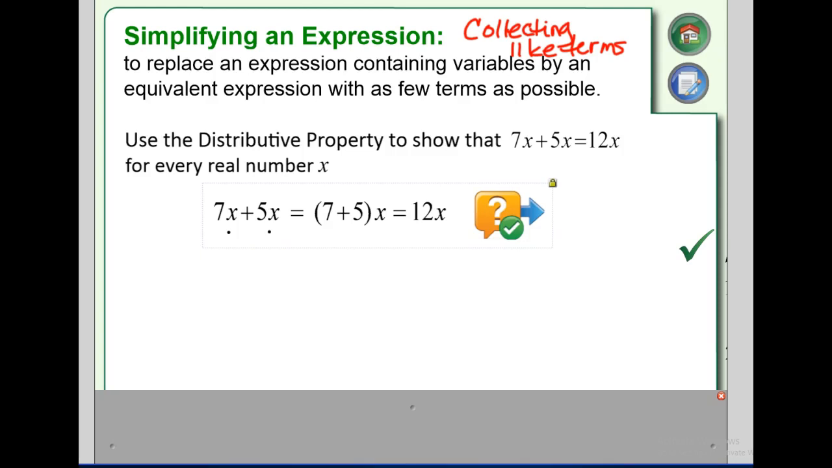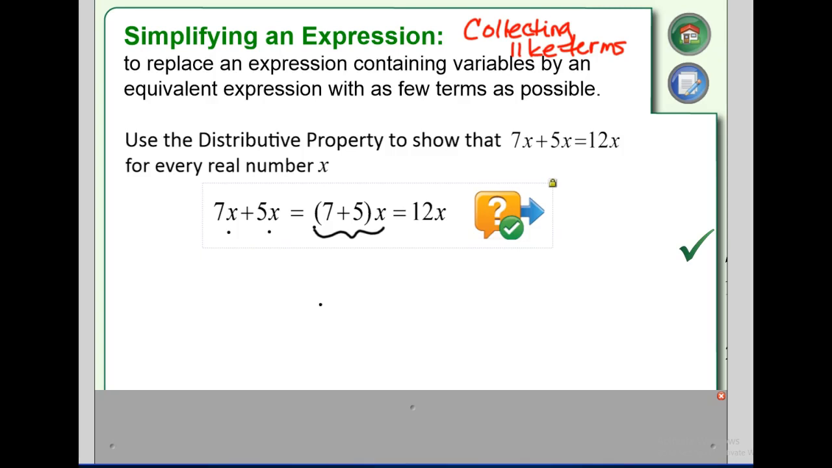We actually just take the 7 and 5, and we do this middle step in our head. We say, hey, 7 plus 5 is 12. And so when I combine or simplify that, I get 12x. Okay? So you see what I mean by we do it in our heads all the time?